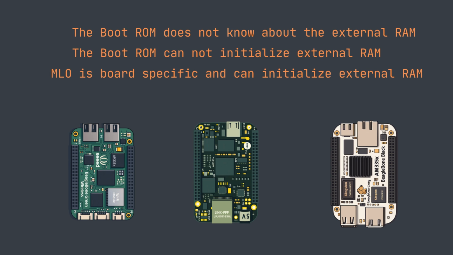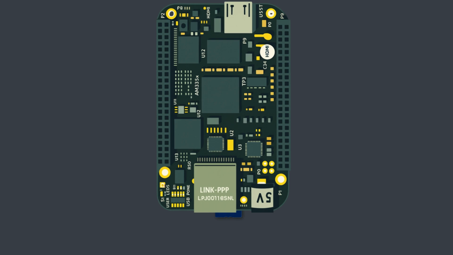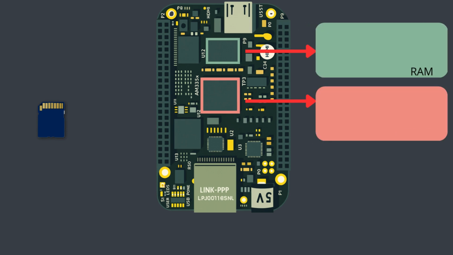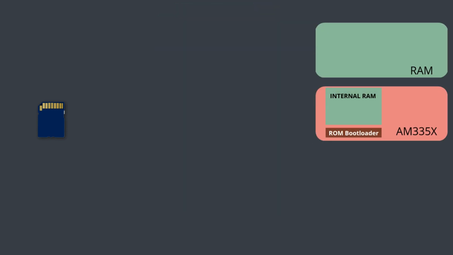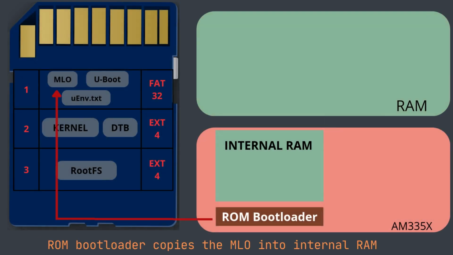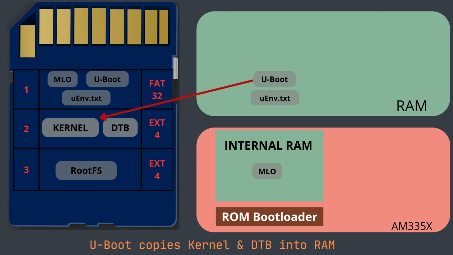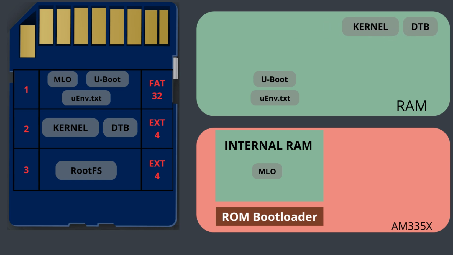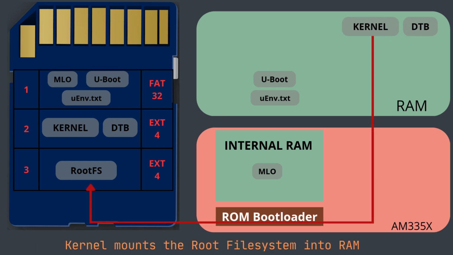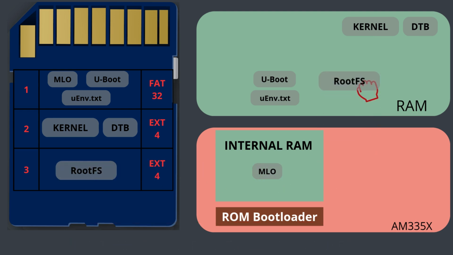So to summarize, let's explore the process from the ground up. First, all the software components must be stored in a persistent storage device, an SD card in our example. The boot ROM is the first piece of software that runs. It loads the MLO into the internal RAM of the SoC. Once the MLO has initialized the external RAM, it loads U-Boot into it. Then U-Boot loads the kernel and the device tree into the external RAM. Finally, the kernel mounts the root file system. I used an SD card in this example, but in reality, you could use other types of storage as well.